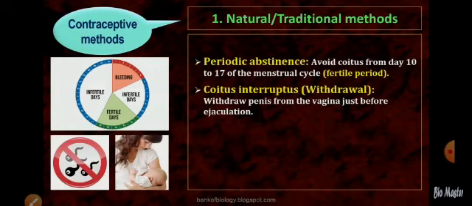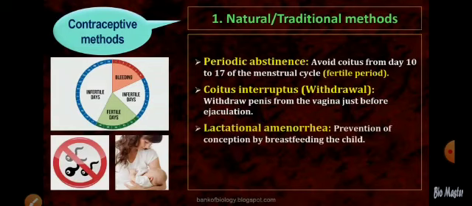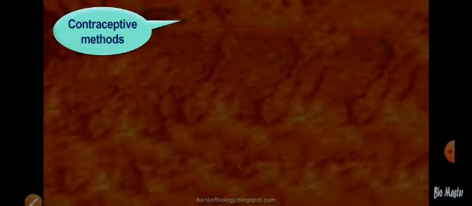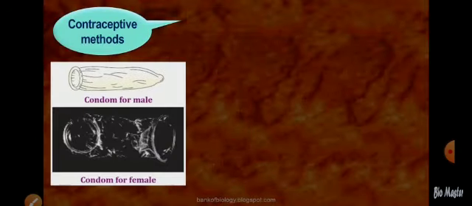Withdrawal of the penis from the vagina before ejaculation, so as to prevent the landing of the sperm onto the female body, is one method. Lactational amenorrhea is that after pregnancy, when the female is breastfeeding the child for an average of 6 months, she does not undergo menstruation. So these could be the traditional methods to prevent pregnancy, but they do not guarantee, or they are not the sure method to prevent pregnancy.